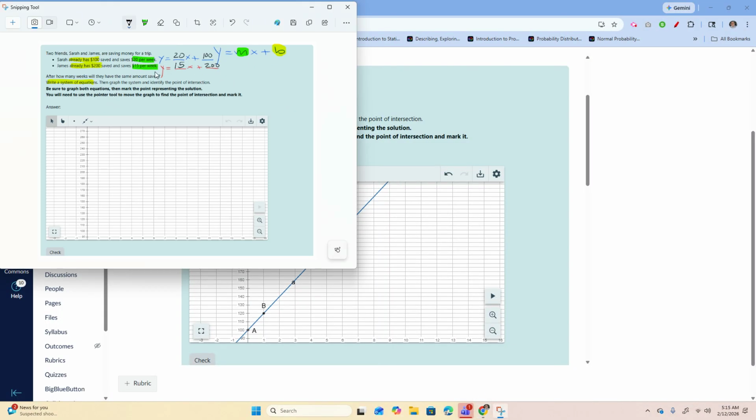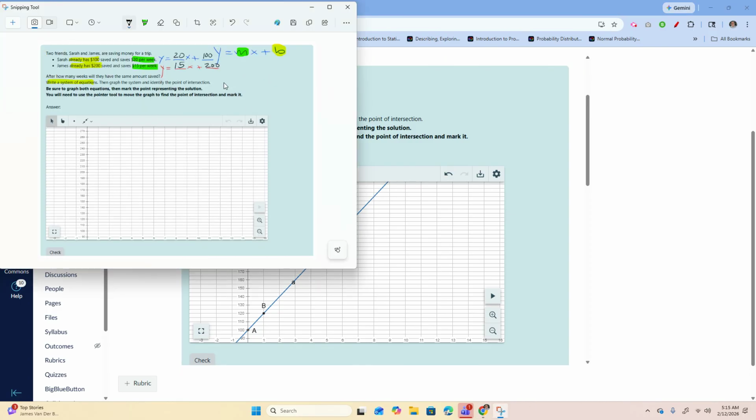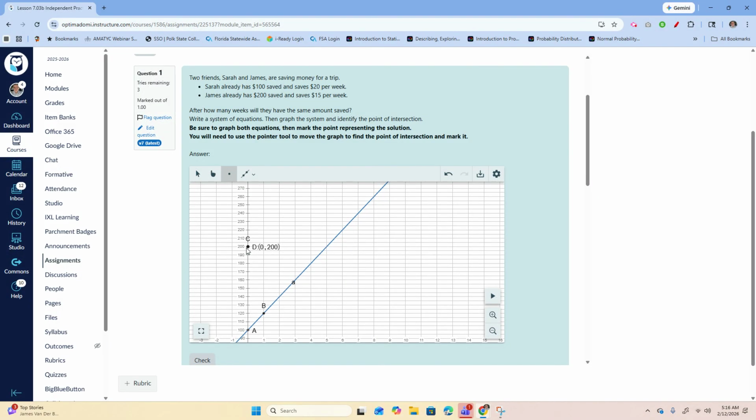Now I'm gonna do James. What was the b value for James? 200. So I'm gonna click on the point. I'm gonna find 200 right here on the y-axis because the b is the y-intercept. And then for James, according to the story, the slope is 15. So what does that mean? I'm gonna go 15 up. Now if you go 15 up from 200, that is 215, right here. And then I go 1 to the right. And then I'm going to connect the 2 points with a straight line.